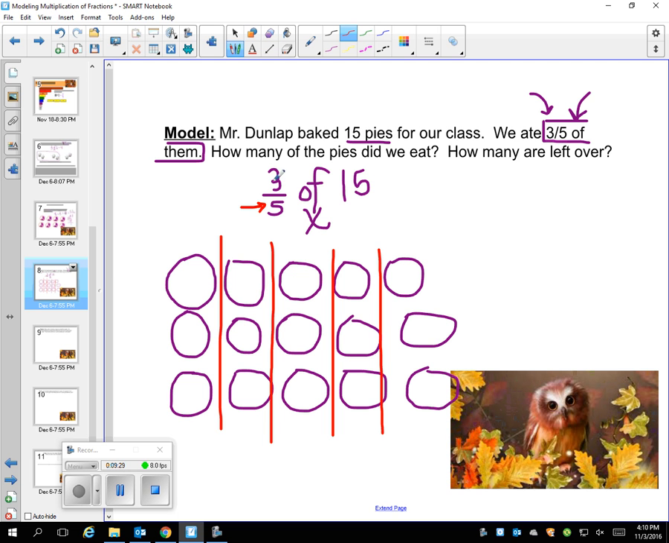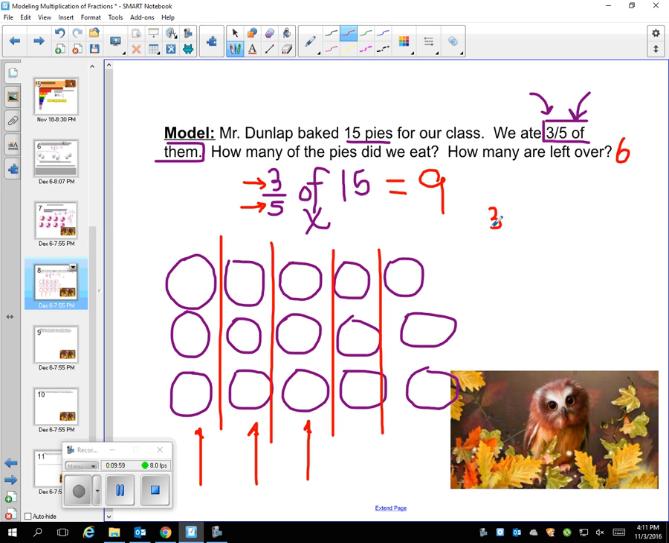And we ate 3/5 of those. So we ate 1, 2, 3. We ate all of these here. So how many did we eat? 9. 9 whole pies. 3/5 times 15 is 9. Well, how many are left over? These 2/5 right here would be left over. So there would be 6 left over.